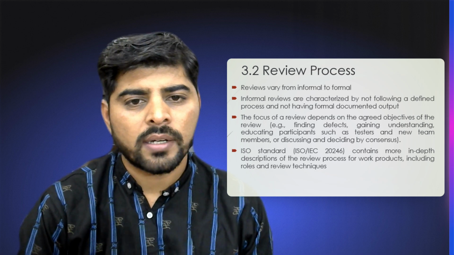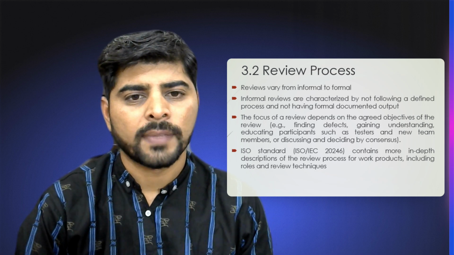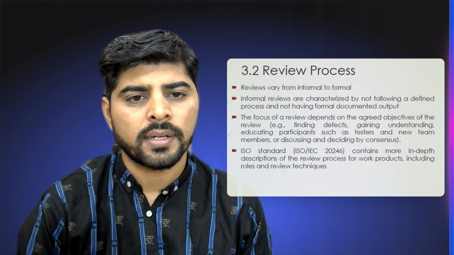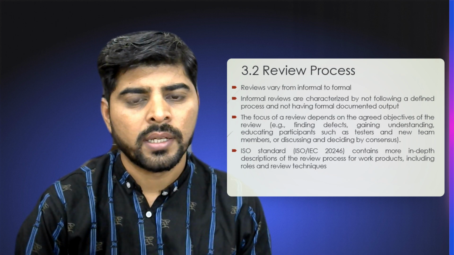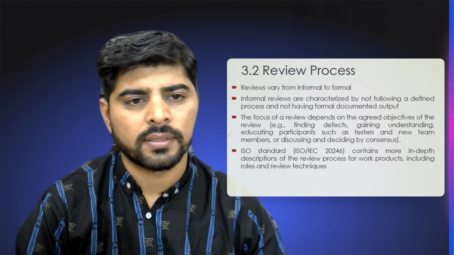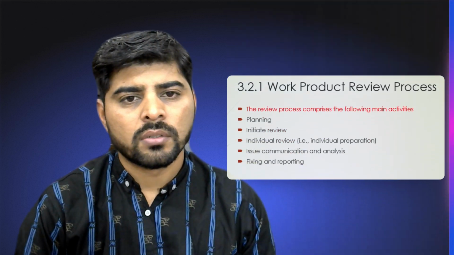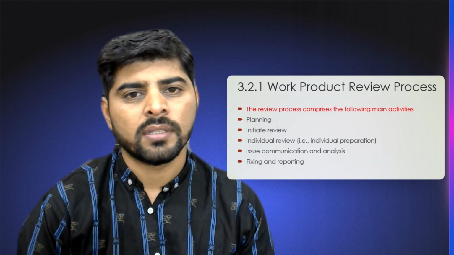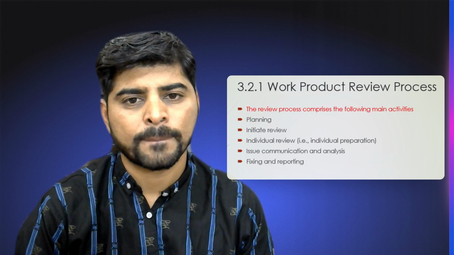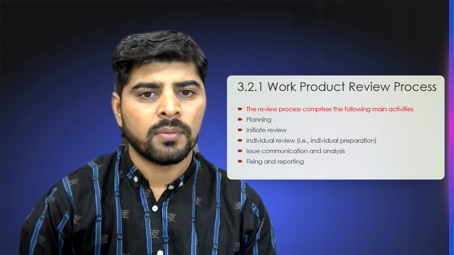The ISO standard ISO IEC 20246 contains a more in-depth description of the review process of the work product, including roles and review techniques. The work product review process consists of main activities, which include planning. We plan, we decide about the review process.